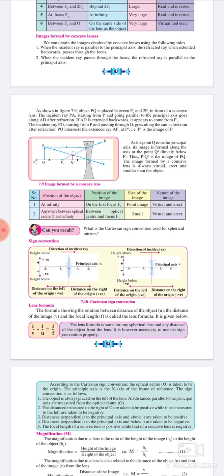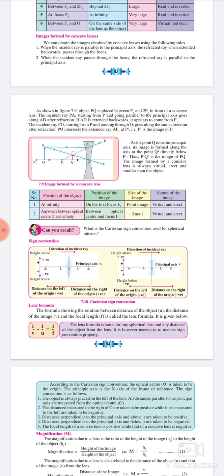So see children, P1 and Q1 are the image of PQ. Got it? So the image formed by a concave lens is always virtual, erect and smaller than the object. Now we will see children, as we have seen in our convex lens, in the same way you have to see the image formed by a concave lens. Here only two positions are given. At infinity, the nature of the image will be virtual and erect, the position of the image will be at the first focus F1, and the size of the image will be a point image.